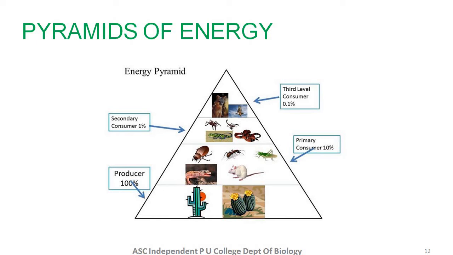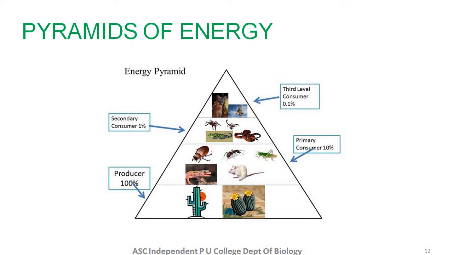So 90% energy is lost at each trophic level. Therefore, top consumers like lion, etc. are ecologically weakest, but physically they are strong. I told you that the energy flow is unidirectional. So always energy pyramids will be upright.